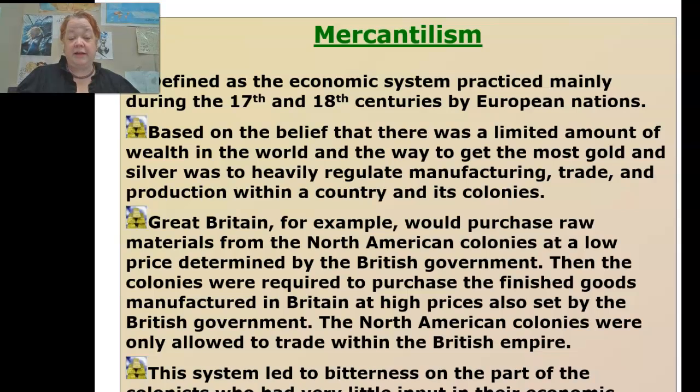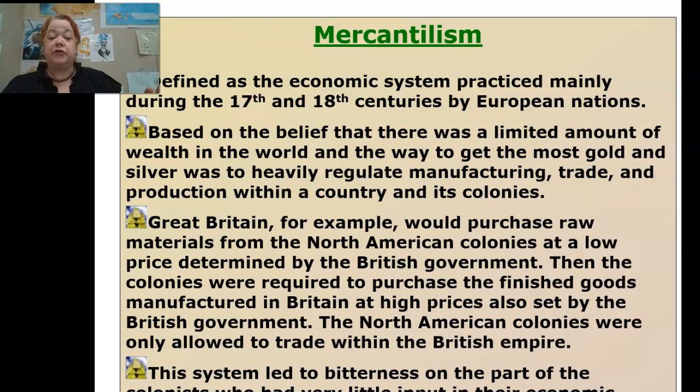So they believed there's a finite amount of gold and silver, and they heavily regulated manufacturing, trade, and production within their country and colony. So a very hands-on economic system. Great Britain, for example, would purchase raw materials from North American colonies at a low price, determined by the British government. So they decided what they'd pay. Then the colonies were required to purchase these finished goods from Britain at a higher price, also set by the British government. So the North American colonies were only allowed to trade with the British Empire.